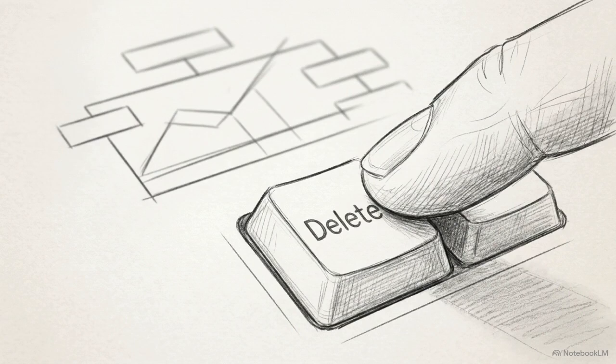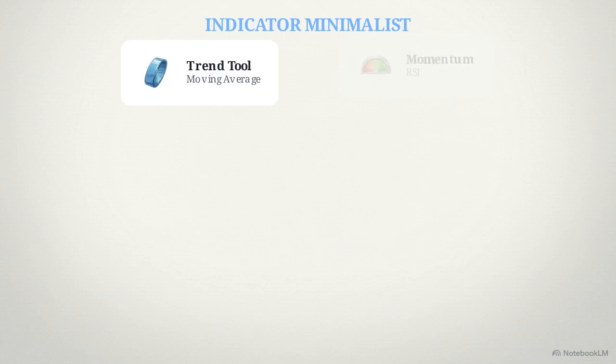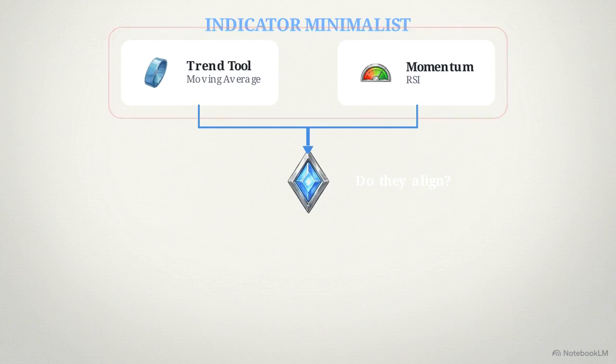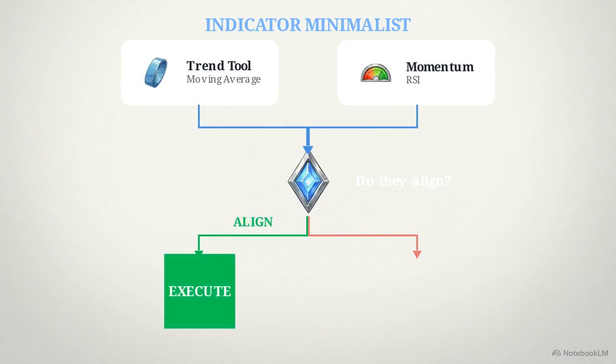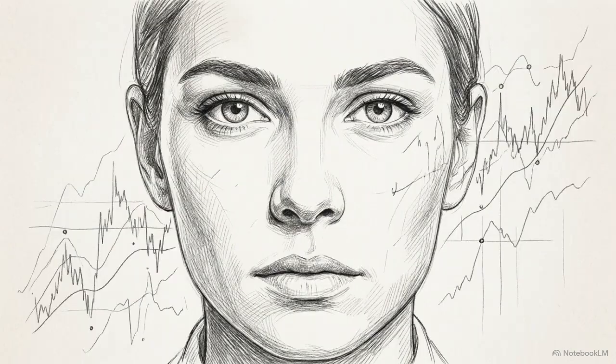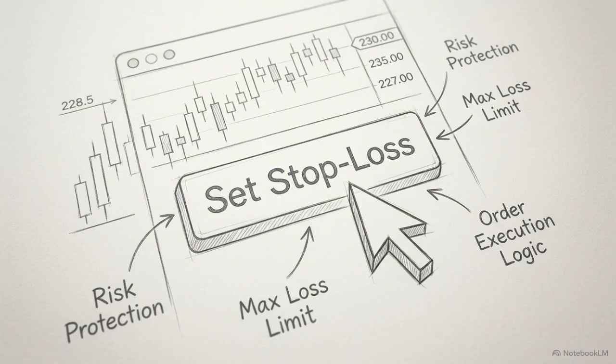Escaping this trap requires stripping the chart back to an indicator minimalist strategy. This decision tree outlines a conflict-free system. Choose one trend tool, like a moving average, and one momentum tool, like the RSI. Ask, do they align? Limiting your inputs prevents constant second-guessing. The rules are binary. If both tools align, execute immediately. If not, wait. Operating this way requires discipline. You have to accept that a minimalist system will still produce false signals. Instead of adding more indicators to fix the system, you rely on stop losses for protection.